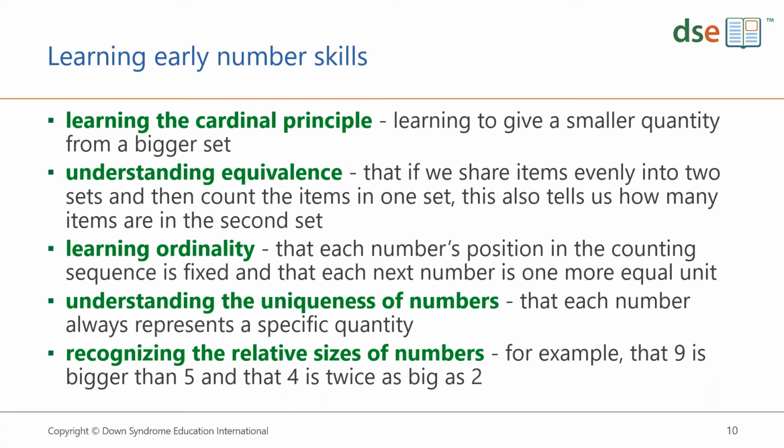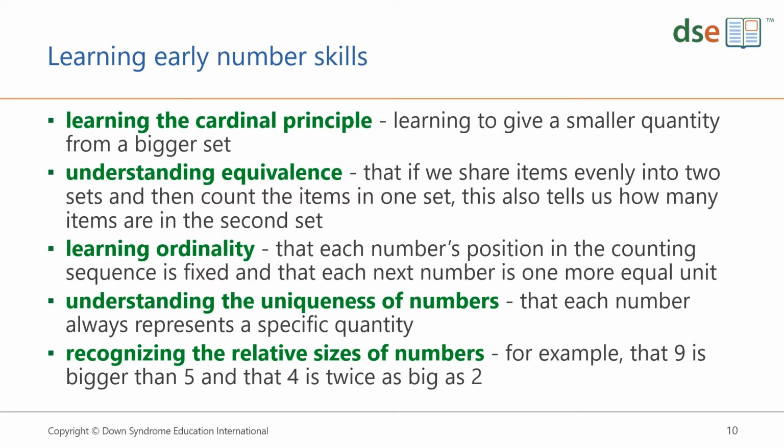Now, while the first step towards cardinality is learning that the last word tells you how many, it's the cardinal word. The test that is really used to demonstrate a child understands the cardinal principle, that we count to find out how many, and that these words represent fixed quantities, is this: if you give them 6 blocks and they count 6, and you then say to them, can you give me 4, the child can do that. They can give you a smaller quantity from a bigger set on the table.